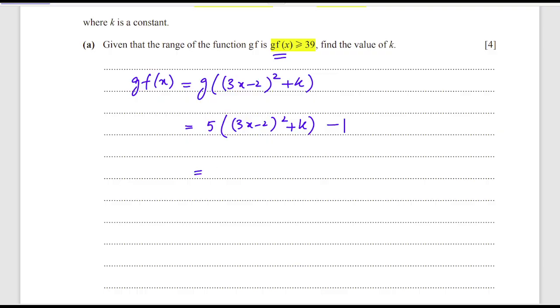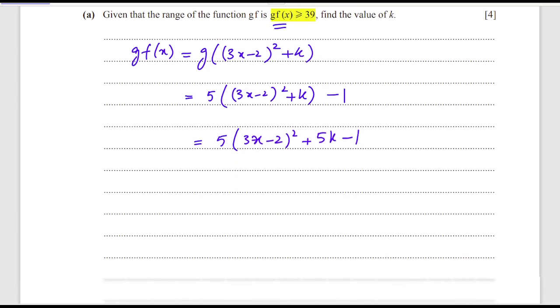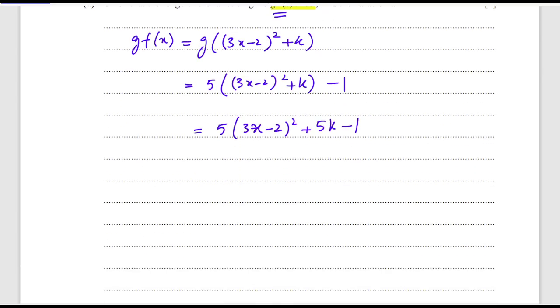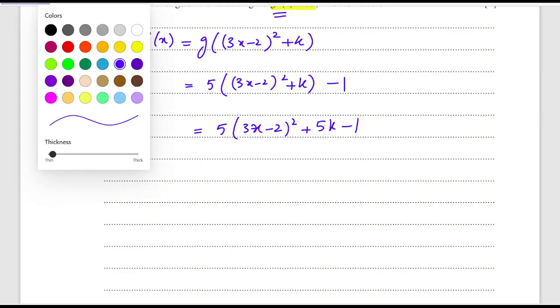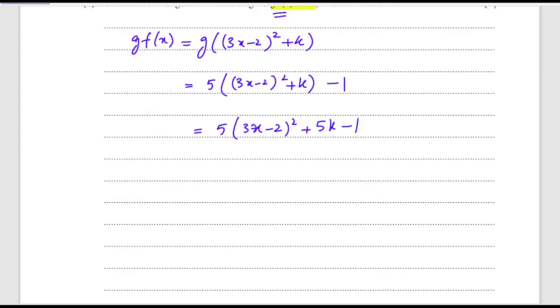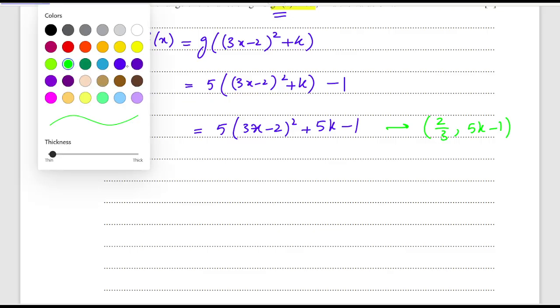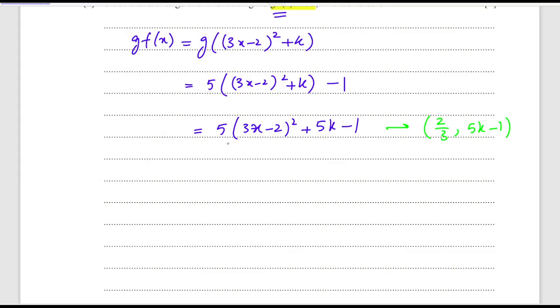Now simplify 5 times (3x minus 2) whole square, expanding the bracket, plus 5k minus 1. So this is the complete square form of the function gf. From this complete square form, we can state the vertex of gf. The vertex of gf is simply (2/3, 5k minus 1). Also, the function gf is an upward opening quadratic because its a is positive.